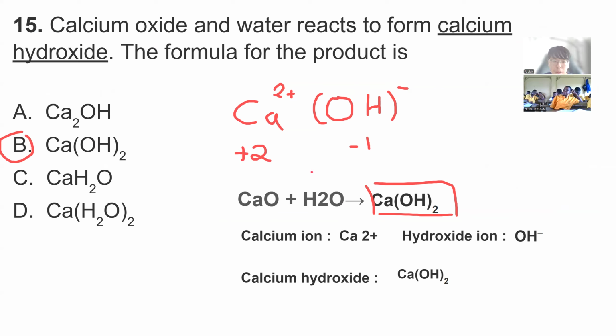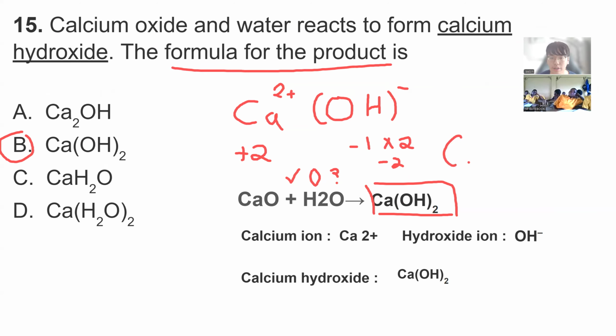What can we do to make it 0? We need to have 2 hydroxide ions. We need to multiply this by 2. This becomes negative 2 plus 2, which equals 0. We have it. Therefore, we need 2 hydroxide ions. So the formula for the product is Ca(OH)2.